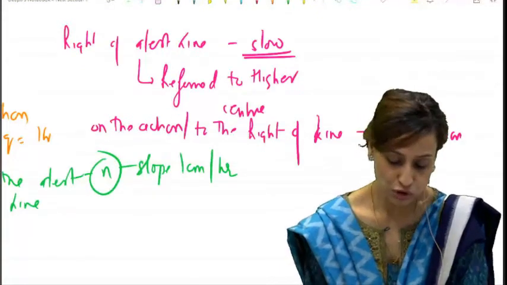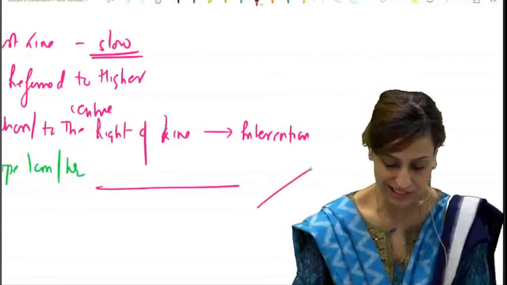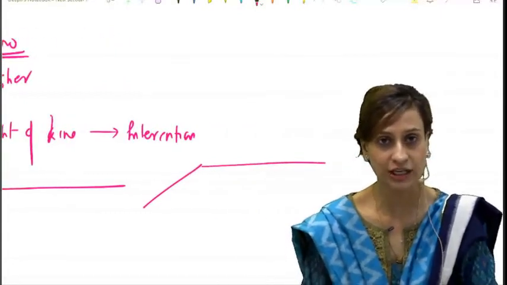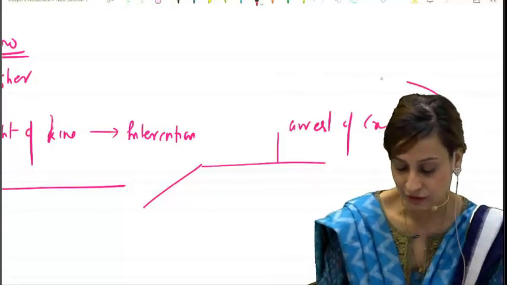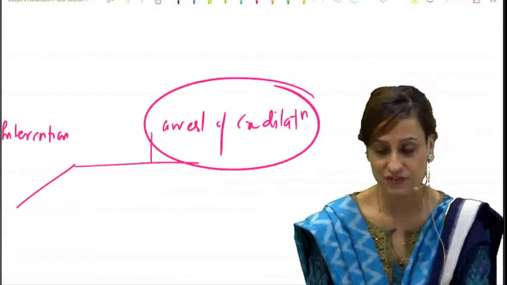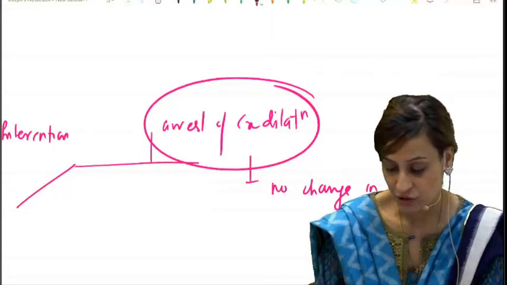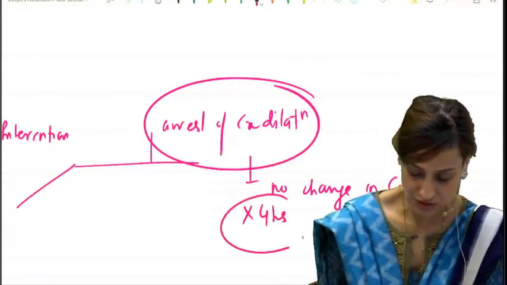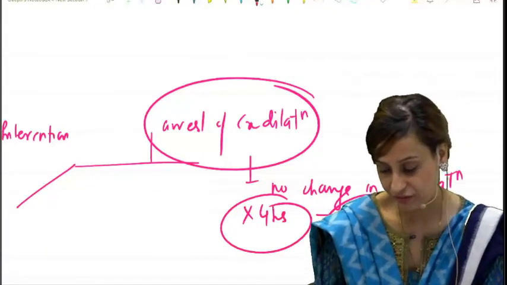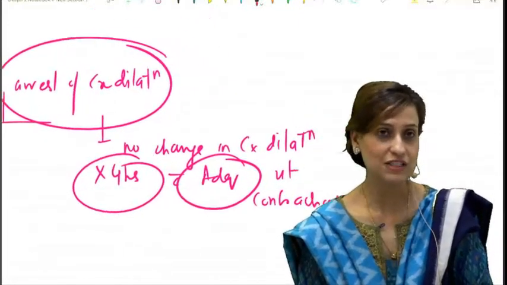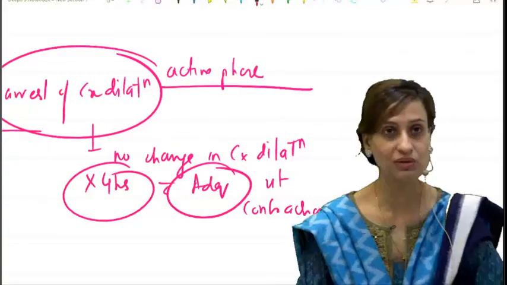Also, remember that a horizontal line on the partogram, so if it goes like this and then becomes a straight horizontal line, represents arrest of cervical dilatation, right? You will make a diagnosis of arrest of cervical dilatation if there is no change in the cervical dilatation for 4 hours with adequate uterine contractions. That's how we define arrest of labor, or arrest of cervical dilatation, or arrest of active phase. And on the partogram, you will see it as a straight horizontal line, right?